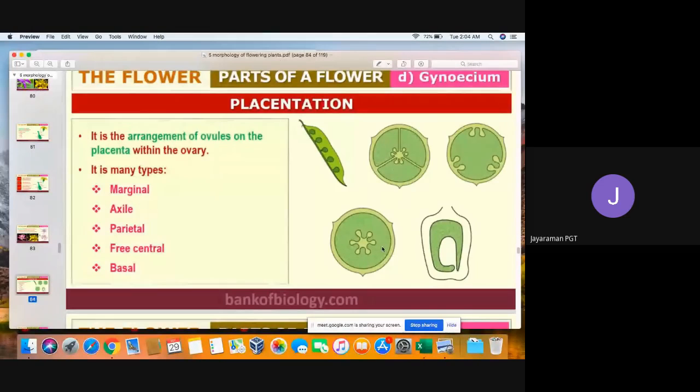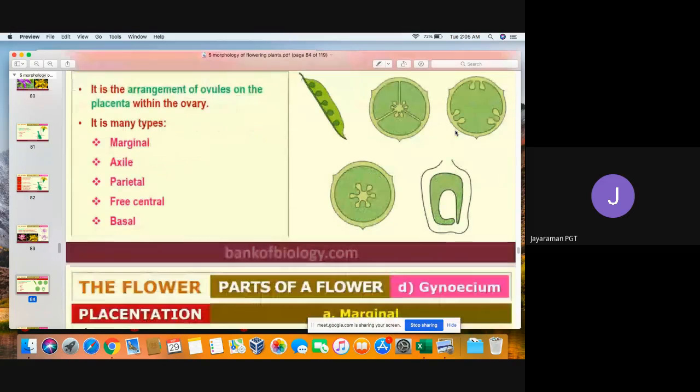Then the basal. Basal is directly attached to the base. Last one. Most of the grain varieties, like maize, sunflower, marigold, most of the grains, millets, are all attached to the base. So this is basal placentation. Attached to the base of the ovary is called basal placentation. That is the last topic. We'll see them one by one clearly.